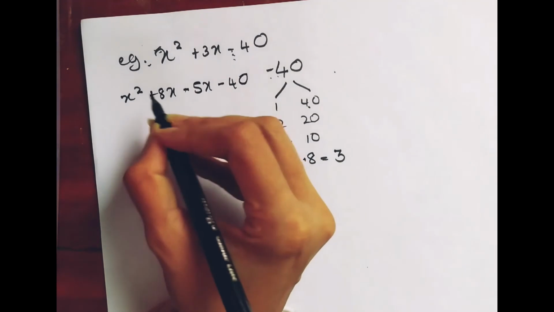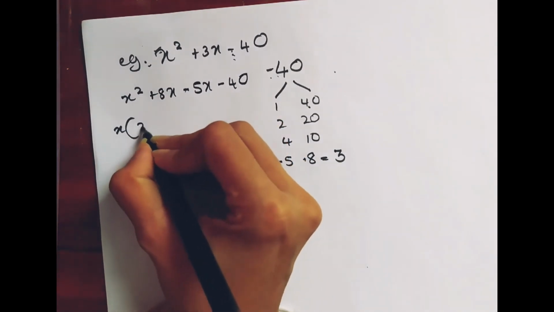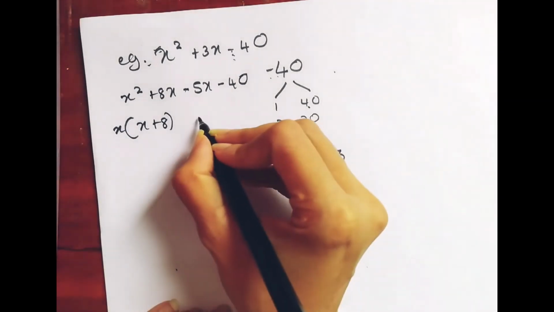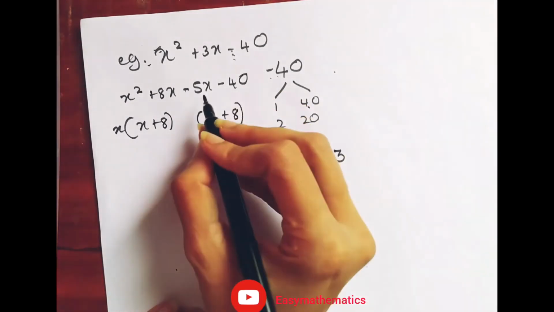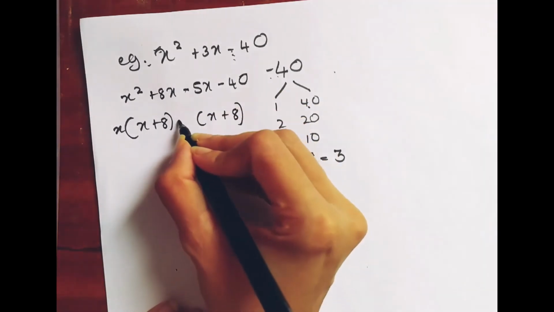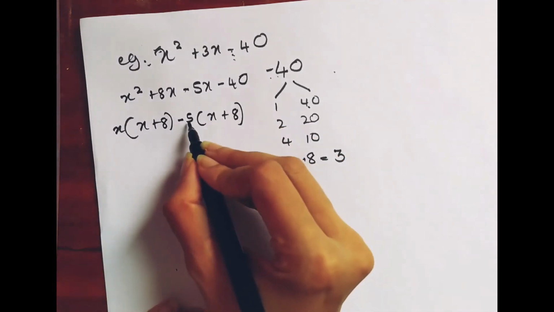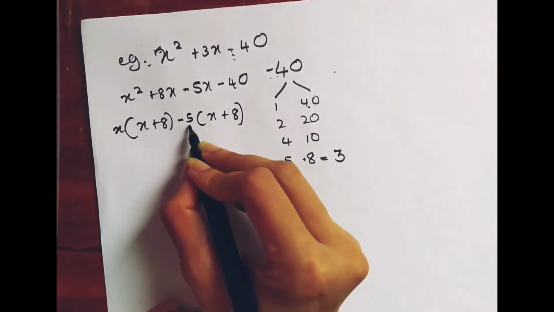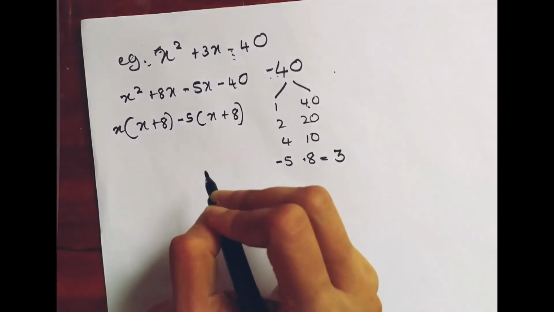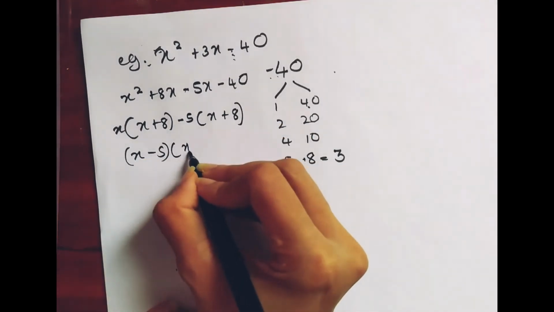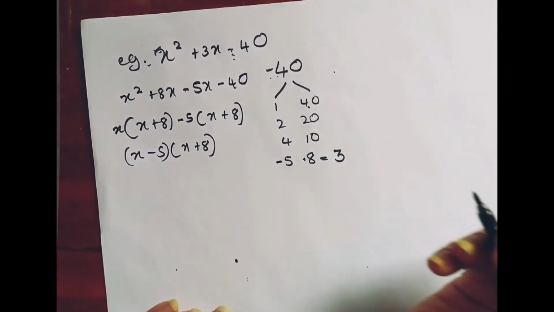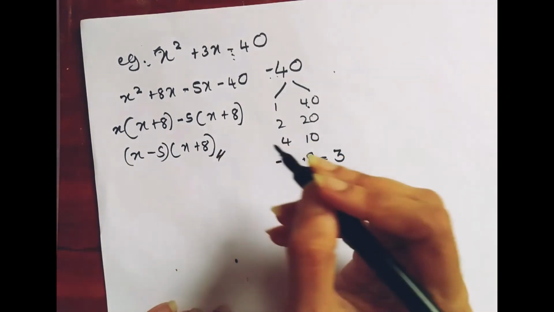So looking at these two, I'll take x out. So x plus 8, and I'm going to write the same thing here. And which will make 5x is minus 5. So minus 5 into x is minus 5x, minus 5 into 8 is minus 40. So then I can write it like this. So understood?